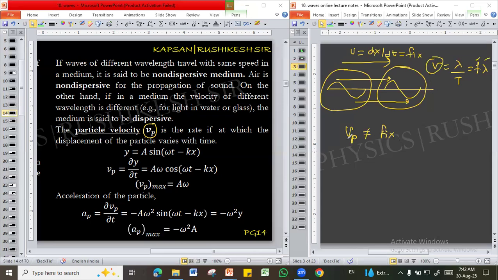But for particle velocity, you will not have a fixed number. Can anyone give me the reason why particle velocity is not fixed?